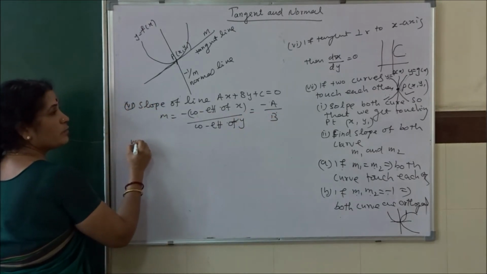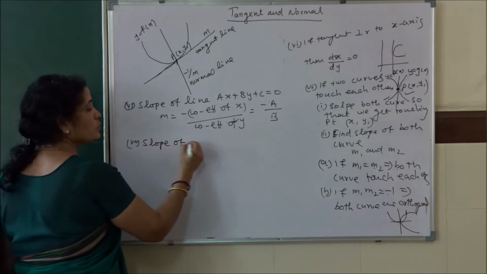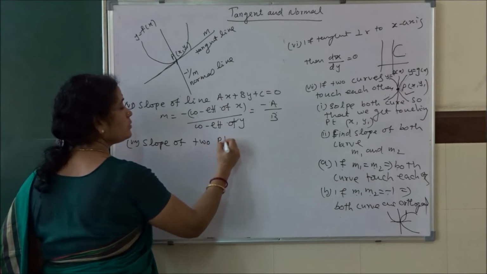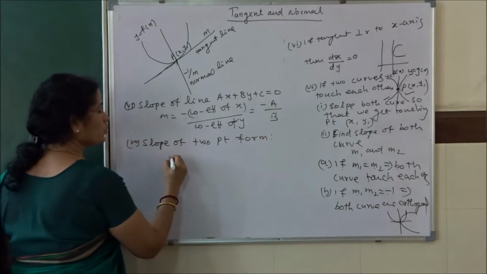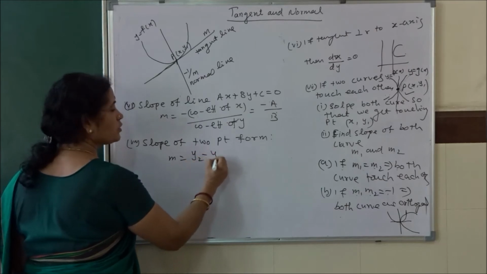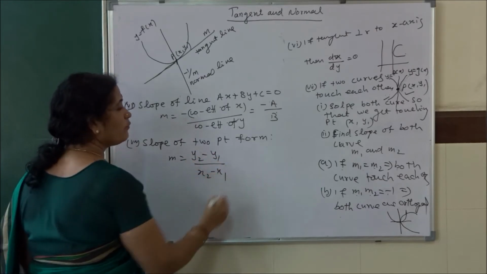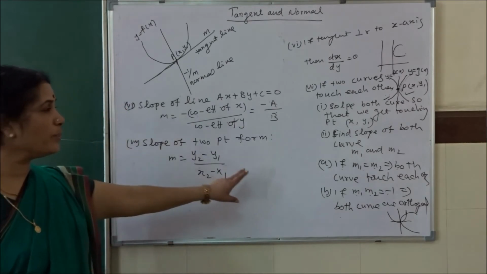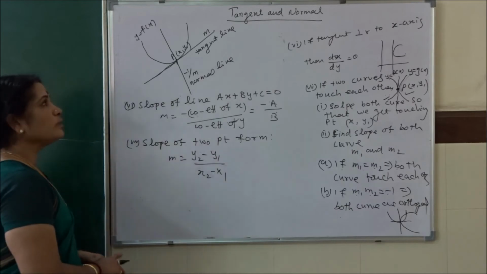Now another one, the slope of a line through two points. These are all formulae we need. Already you have seen in 11th standard: y2 minus y1 upon x2 minus x1. Okay, fine. These are all the basic formulae we require for this tangent and normal. Now let us begin the questions.